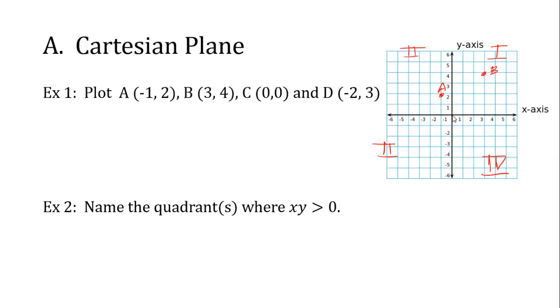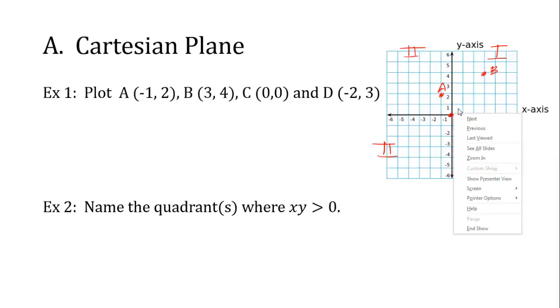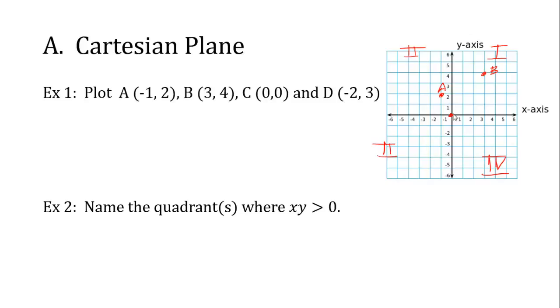C is at 0, 0. This is what we also call the origin. So just know that verbiage. If you hear origin, that's what we're talking about. D is at -2, 3. 1, 2, 3. So here's point D. Hopefully that is all reviewed for you and you should have no problem with that.